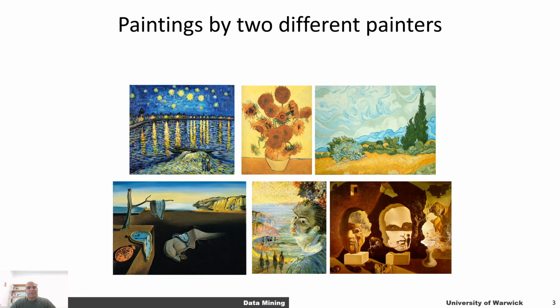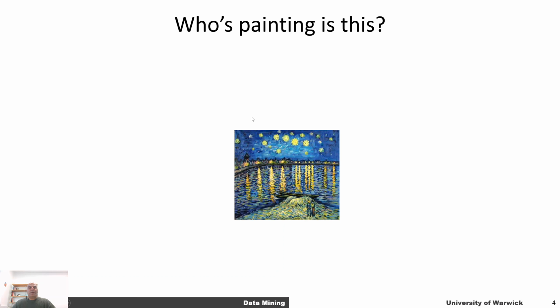You have paintings painted by two different artists. The top row is painted by Vincent van Gogh. The bottom row over there is painted by Salvador Dali. Please take a good look at these paintings. Okay, I hope that was sufficient time because now I'm going to ask a question. And the question simply is, who painted this?